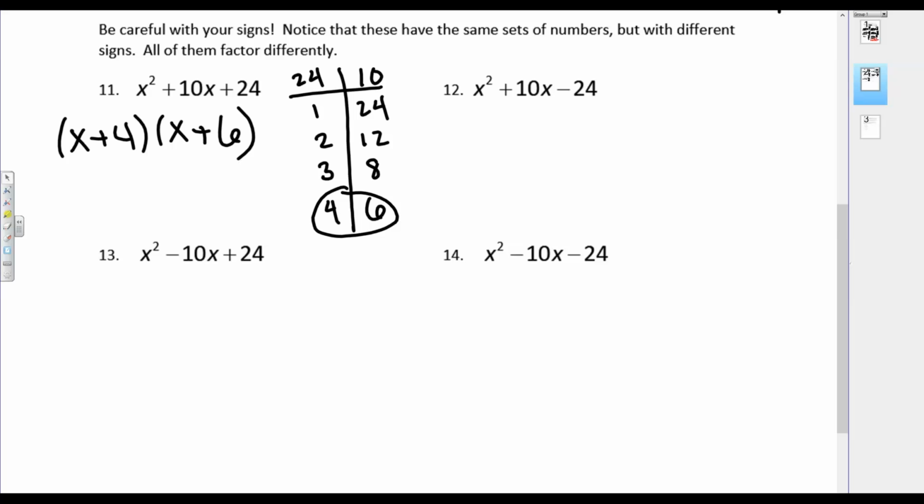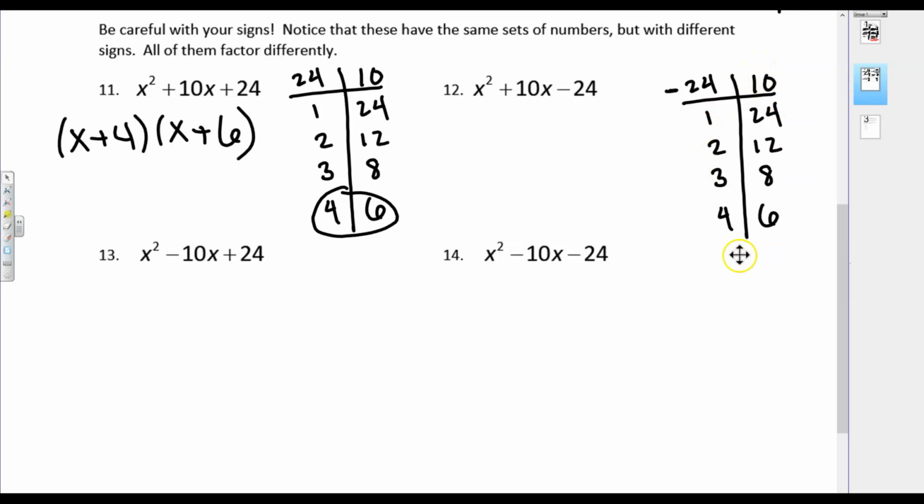Number 12 is a little bit different. Here's my table of values from before, except now the 24 is going to be negative. So I need to multiply to negative 24 and add to positive 10, meaning that one of these values must be negative in order to multiply to a negative. If I make the 2 negative, negative 2 and 12 are my guys, because negative 2 plus 12 adds to positive 10. So my factored form ends up being x minus 2 times x plus 12. Well, something similar is going to happen on 13.